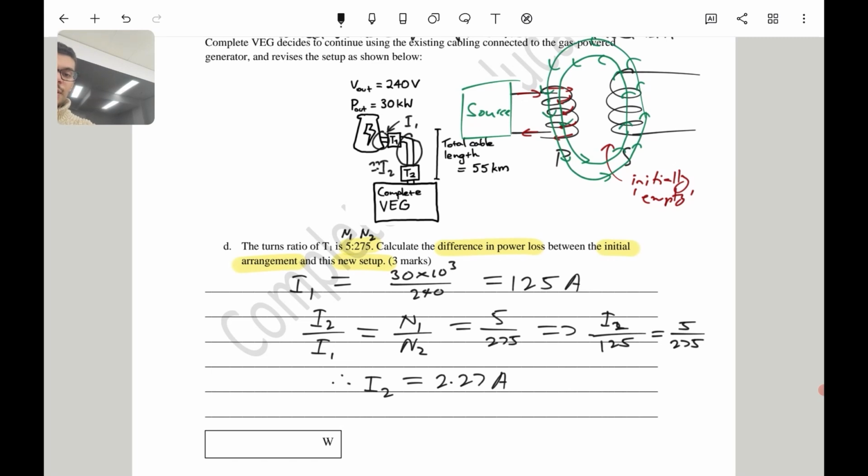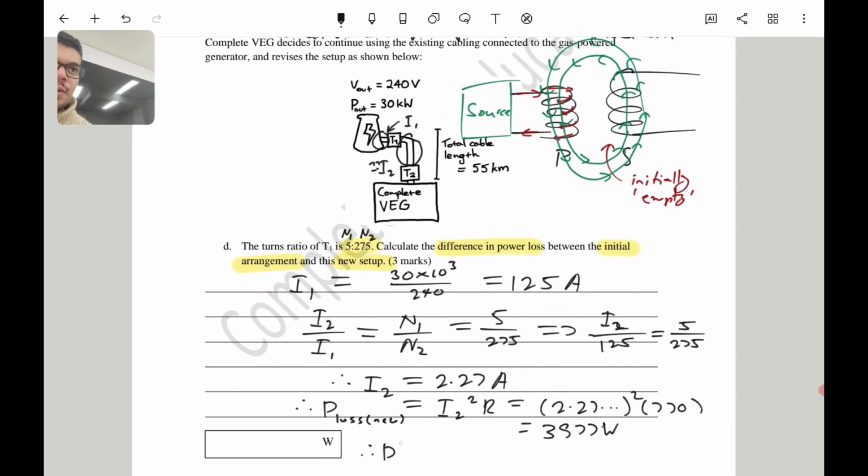Now from this we can figure out the power loss. So the new power loss would be equal to, again, I squared R. So multiply 2.27 squared by the total resistance, which again is 770. And this should be 3977 watts.